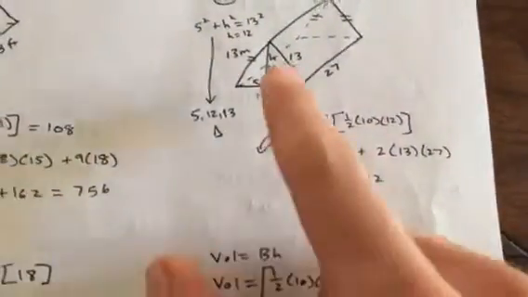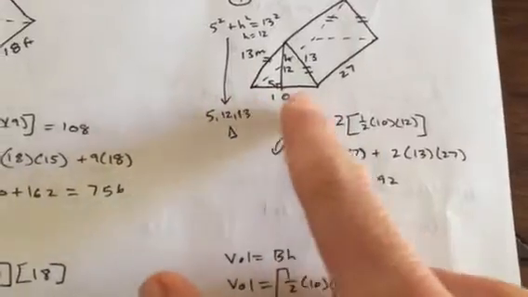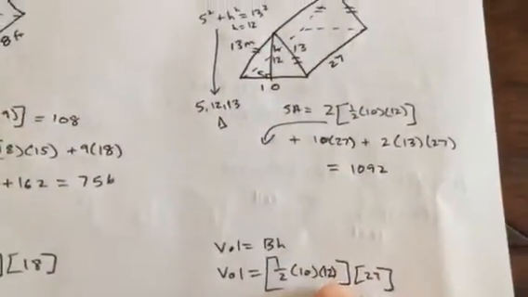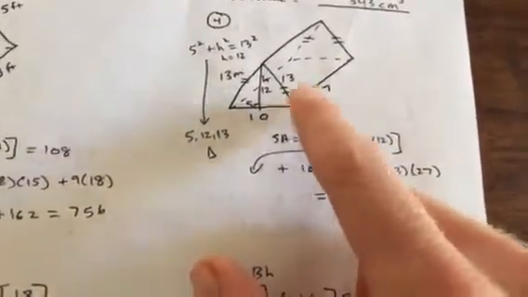The volume is area of the base, which is a triangle. That's why we say 1/2. The base of the triangle is 10, the height is 12, times the actual height of the prism. It goes from triangle to triangle. That is 27. All right, folks, moving on here.